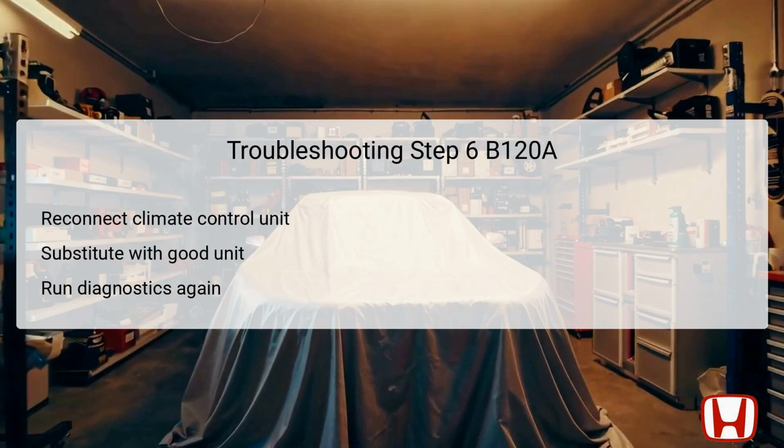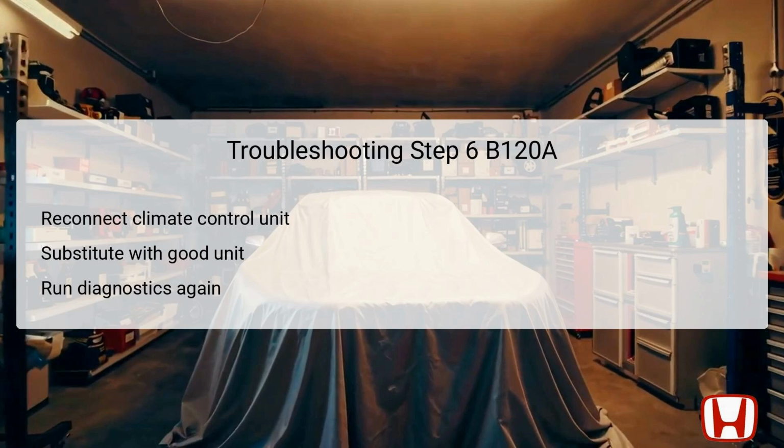The sixth step is about performing a climate control panel check by substitution. Start by reconnecting the climate control unit connector A, 32P. Substitute the unit with a known good climate control panel to ensure that the issue isn't due to hardware failure.